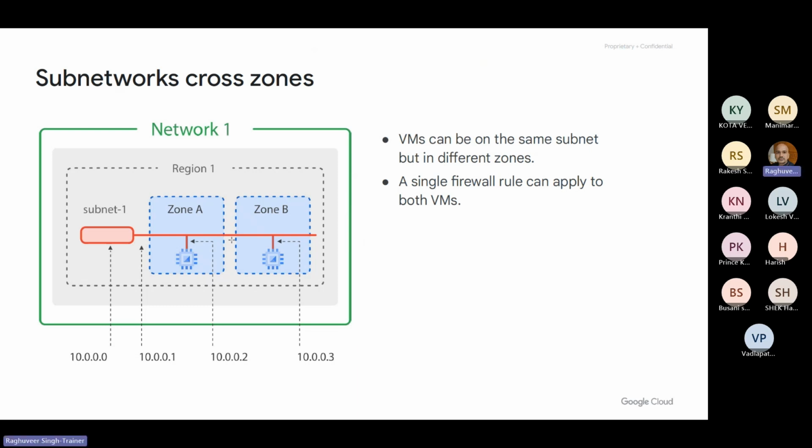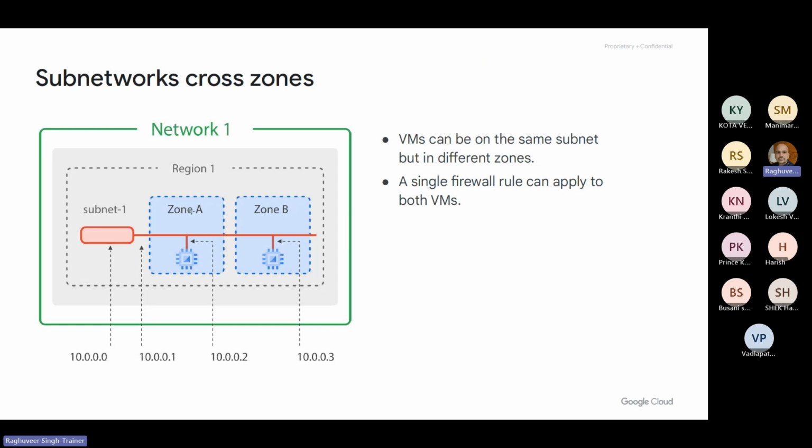In Azure, zone has nothing to do with network. Networking is separate. Availability zone concept is separate. However, in Google Cloud, zones are part of your subnet because it's a global network. So you create a subnet, and when you provision resources in the subnet, at the time of provisioning, you can select the zone in which you want to provision the resources. That's how network in Google works. So it says VMs can be on the same subnet, but in different zones.